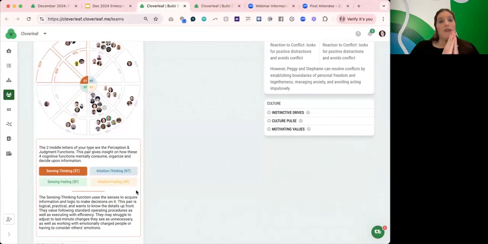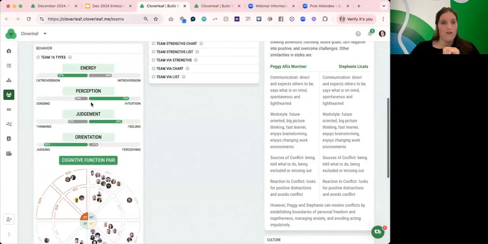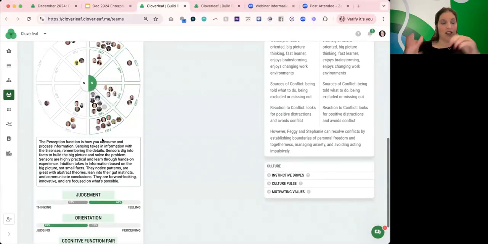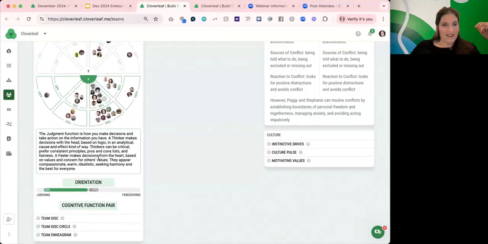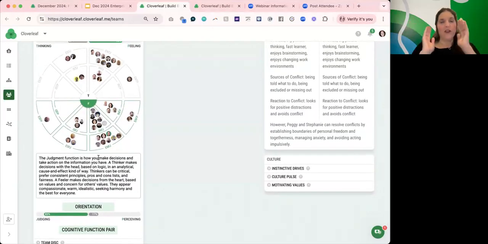The two middle letters of your 16 Types results are the perception and the judgment function, right? So the perception function is all about how you consume and process information. People that are sensing take in information with all five senses. They focus in on the details. People that are more intuitive, those N's, focus more on patterns and gut instincts. They're more abstract, with that bigger picture, more forward looking, what's possible. And the judgment function is those thinkers versus those feelers, how you make decisions. Are you leaning more towards your head? Are you leaning more towards your heart?